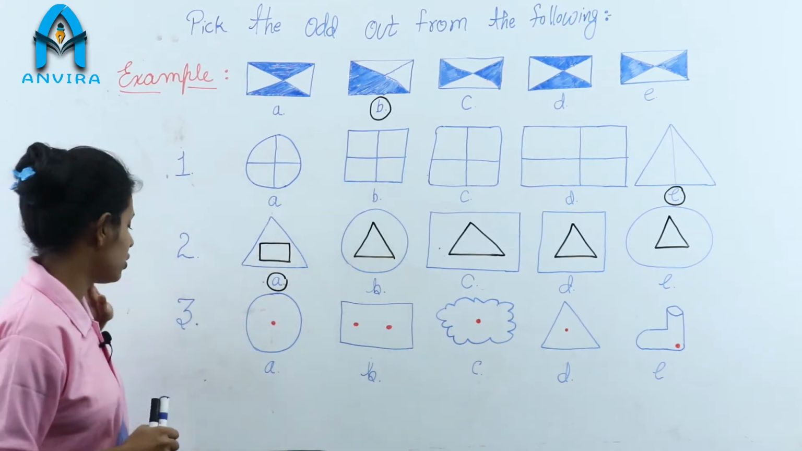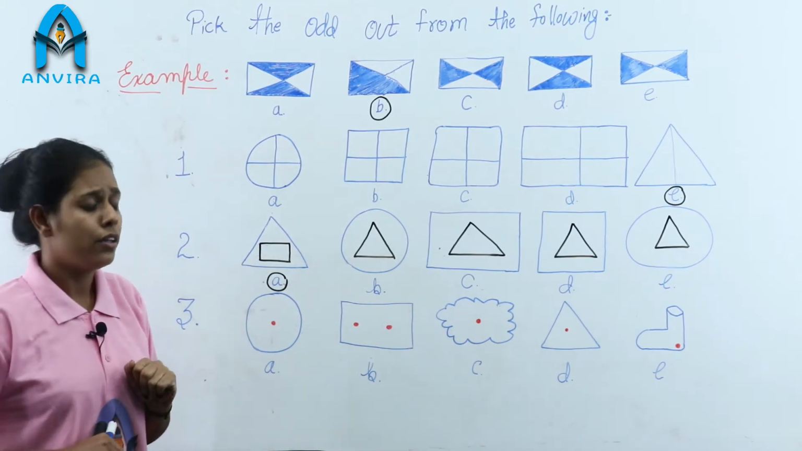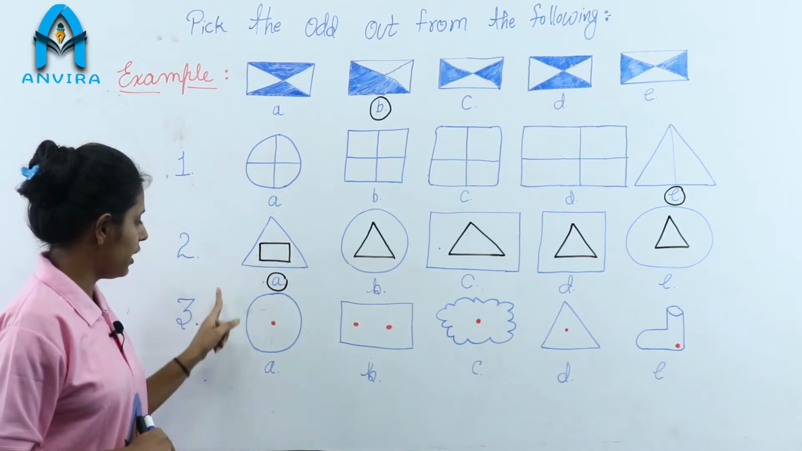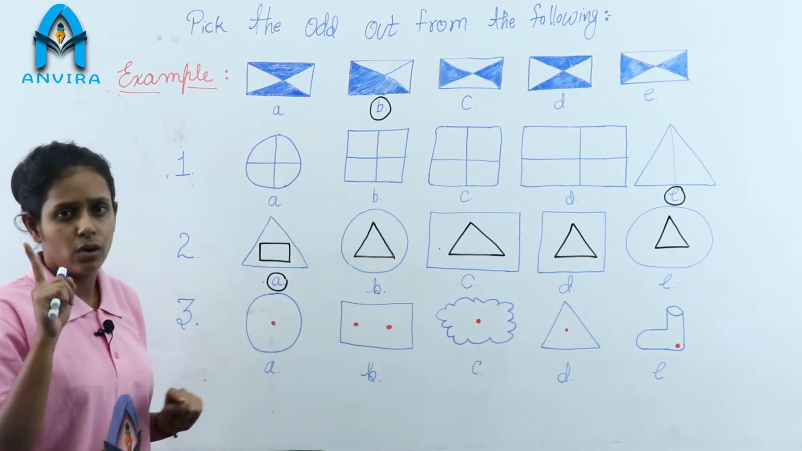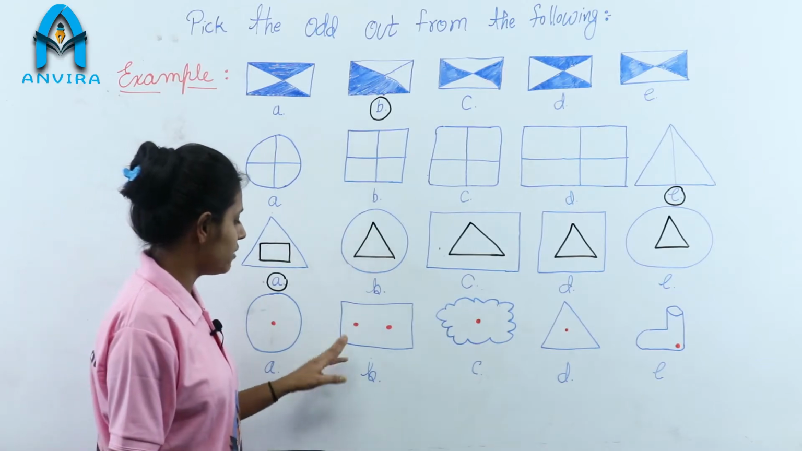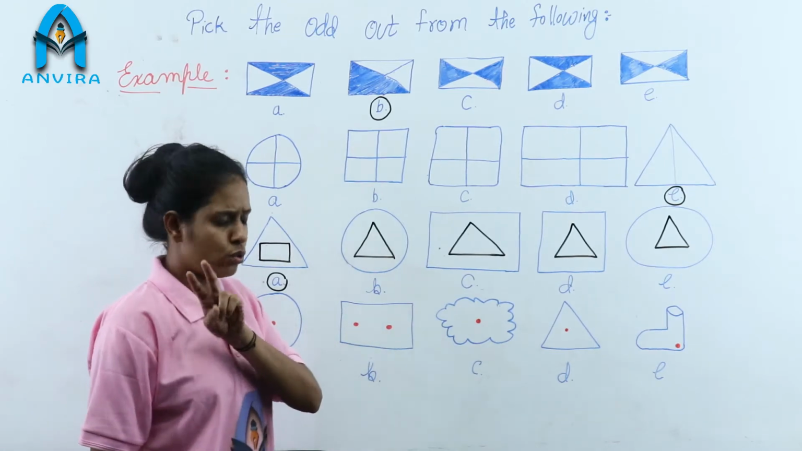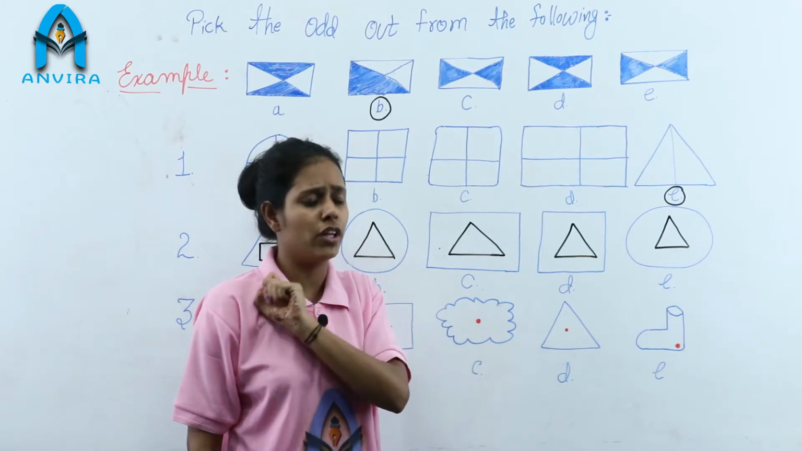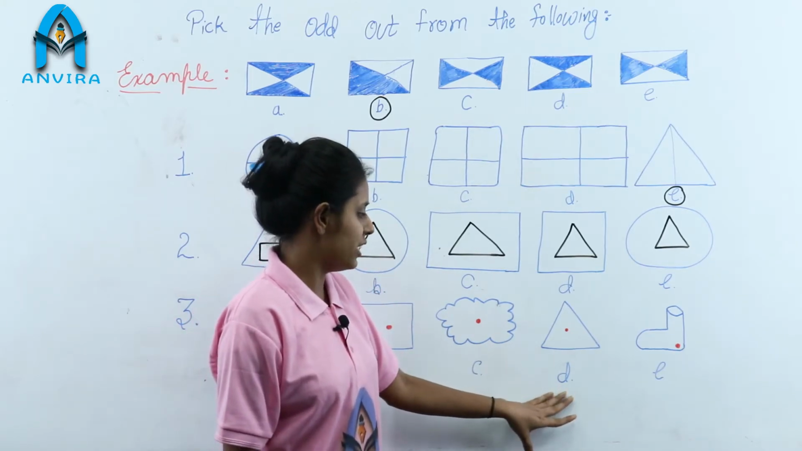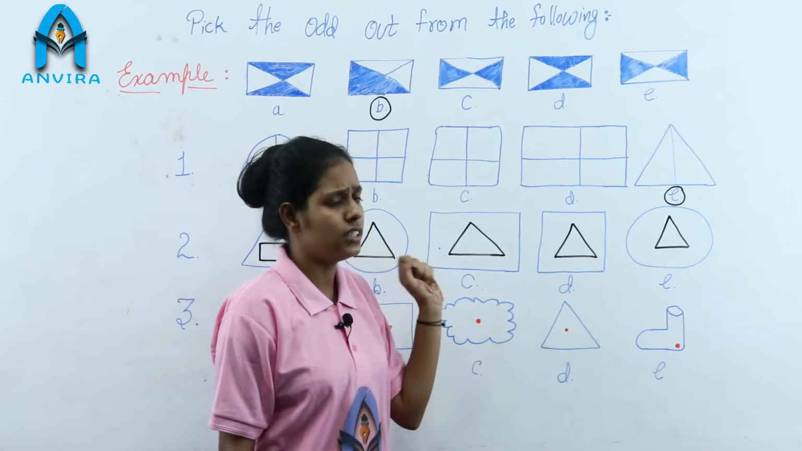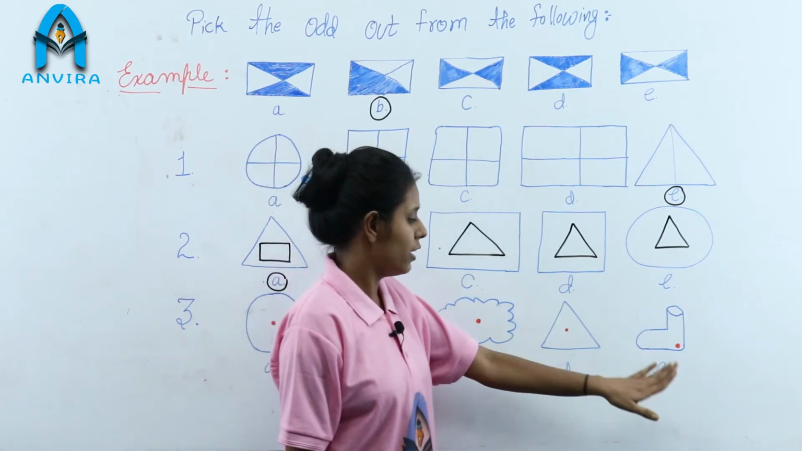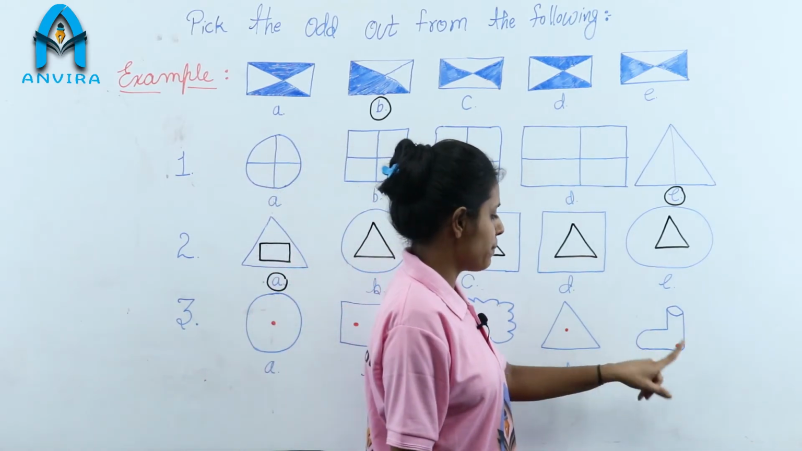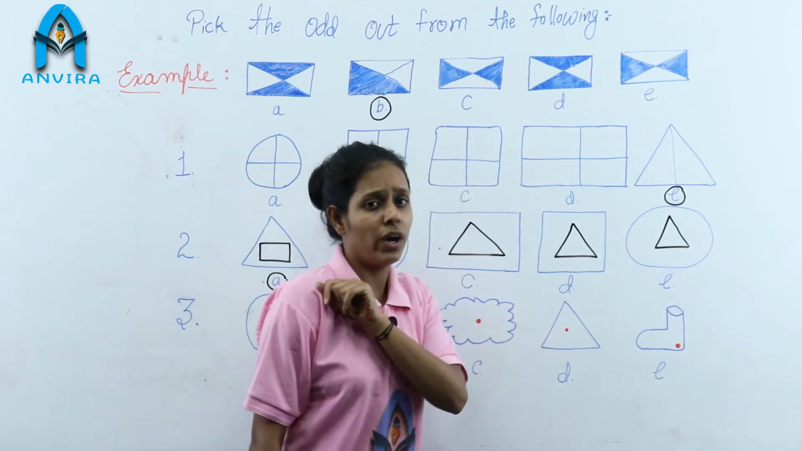Let's go to our next question, question number 3. Option A, circle with one dot. Next pattern is filled with two dots. Option C, this pattern is filled with one dot. In option D, this pattern is filled with one dot. In option E, this pattern is filled with one dot.